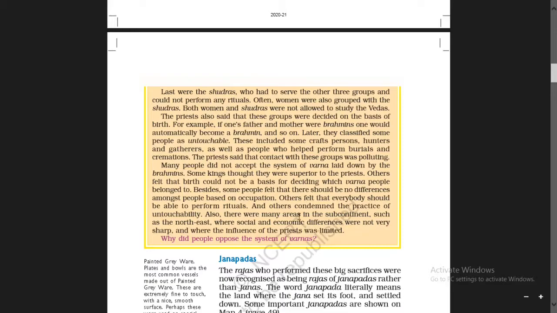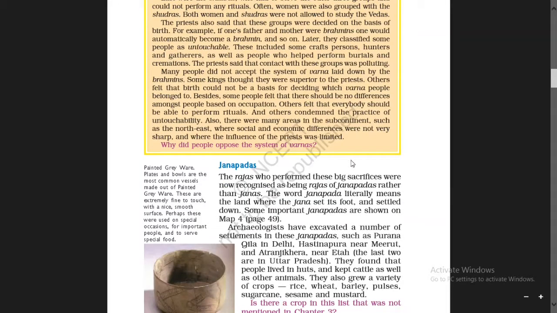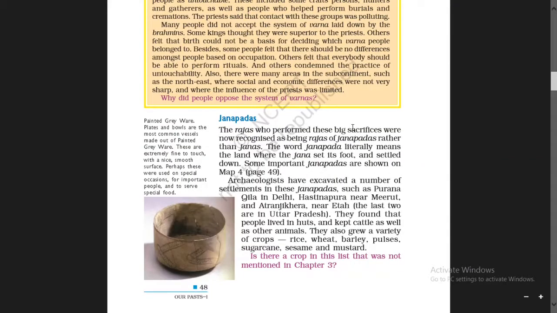Also, there were many areas in the subcontinent, such as the Northeast, where social and economic differences were not very sharp and where the influence of the priests was limited.